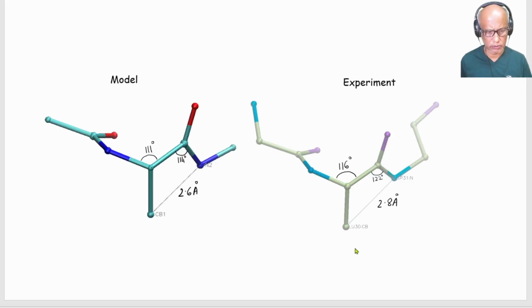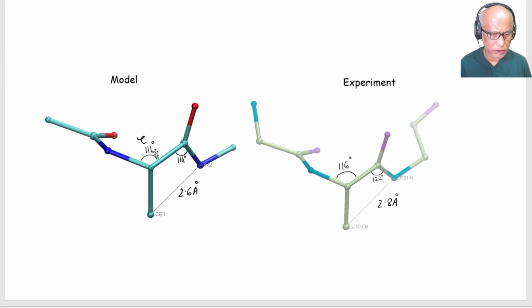Now, how do I explain this? My model says that the distance should be 2.6 angstrom, but the experiment says the distance should be 2.8 angstrom. The answer actually lies in the geometry of the peptide, which is slightly different between the model which I did and the experiment. For example, the bond angle around the C alpha region, something we call the tau angle, in my model structure was 111 degree. But in the experimental case, the tau angle is 116 degree. Similarly, the bond angle at the carbonyl carbon in my model structure was 114 degree, and this is 122 degree.